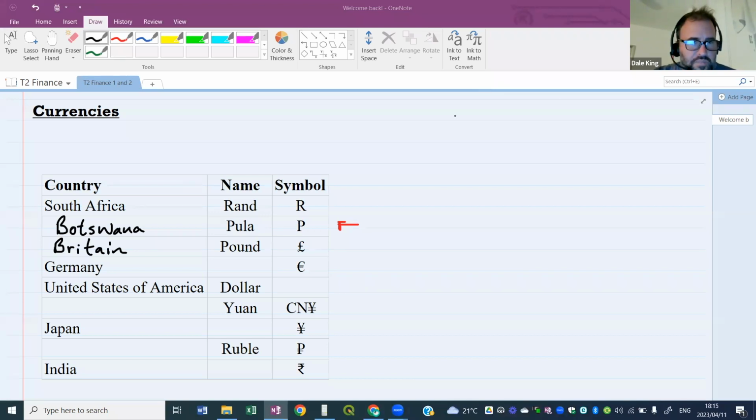So Germany. Germany is a country, and the answer's already coming in. There we go, euro. Germany is a European country, so they will have the euro. A lot of European countries have that currency. All right, United States of America. Now, I know you guys are typing. I'm sure you got the sign there. The symbol for the dollar, please.